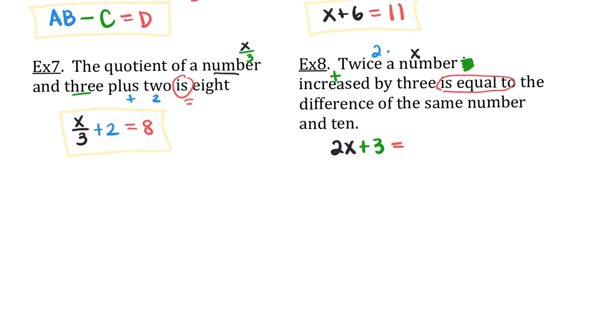the difference. Uh-oh, I'm not done yet. What's difference? Difference is subtraction. The difference of the same number. Well, last time it said number, we picked x. So now I have to pick x again. So subtract x and 10. x minus 10. Twice a number increased by 3. Got it. Is equal to the difference, subtract x and 10. Okay, go ahead and try the practice on the next page. The answers will be posted on the calendar.